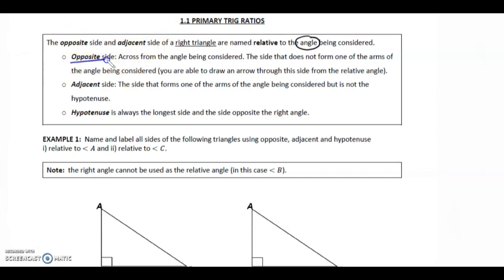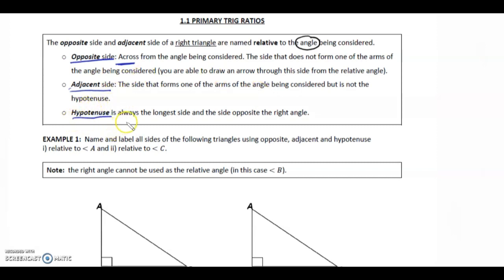So the opposite side is across from the angle being considered. Okay, opposite is across. And this is the side that does not form one of the arms of the angle being considered. And I'll show you what that means. So basically, you're able to draw an arrow through this side from the relative angle. The adjacent side is the side that forms one of the arms of the angle being considered, so the relative angle, but it's not the hypotenuse.